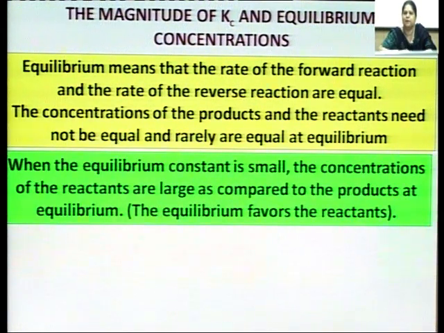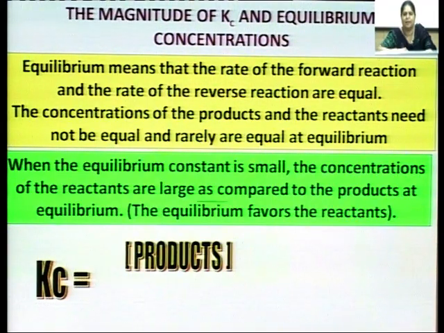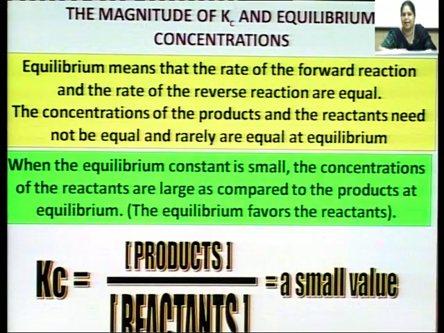Now, when the equilibrium constant is small, meaning the value of Kc is less, it means the concentrations of the reactants are large as compared to the concentration of the products at equilibrium. It means the equilibrium favors the reactants, not the products. Now, this can be animated as the small value of Kc predicts larger concentration for the reactants as compared to the products.